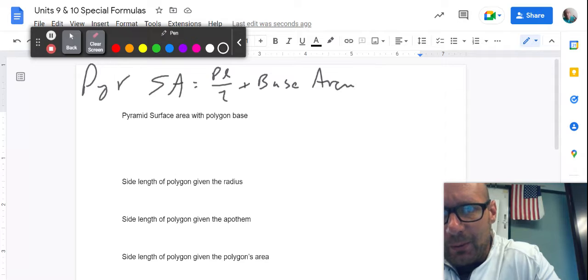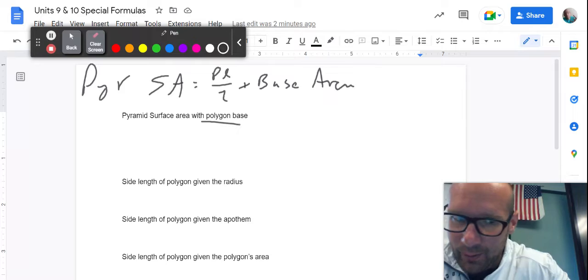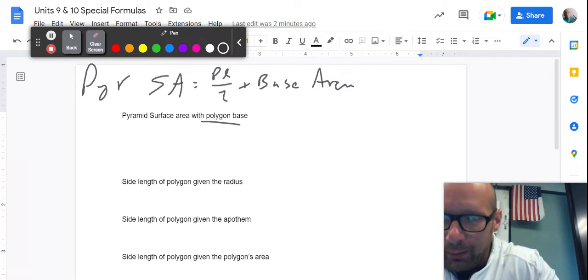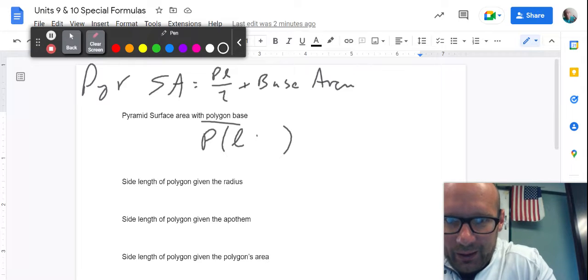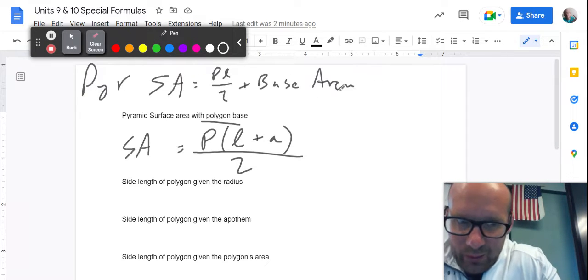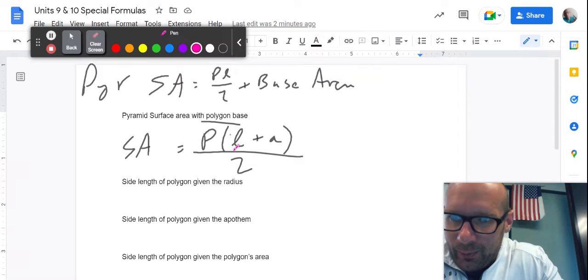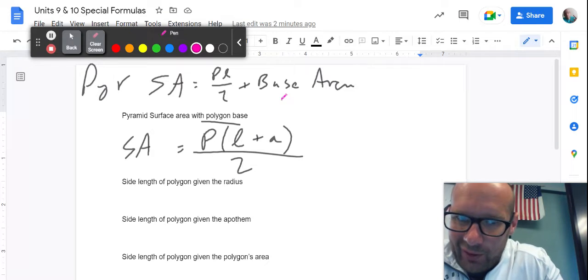So if we have a surface area of a pyramid with a polygon base, so pentagonal pyramid, hexagonal pyramid, octagonal pyramid, whatever, we were able to clean that formula up so that it is perimeter times slant height plus apothem, all divided by 2. So instead of doing P times L divided by 2 and then doing base area, really the three things that we need are the perimeter of the base, the slant height, and the apothem, and we could consolidate it into this formula right here. It's a little bit cleaner, neater, with a little less stuff happening.